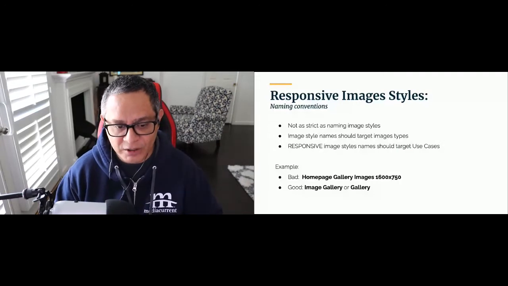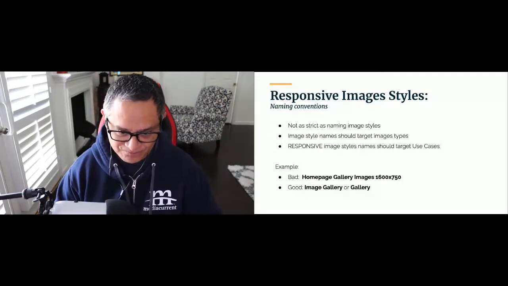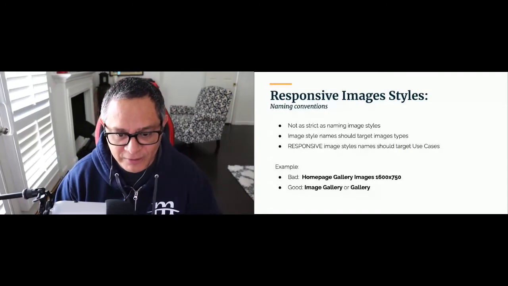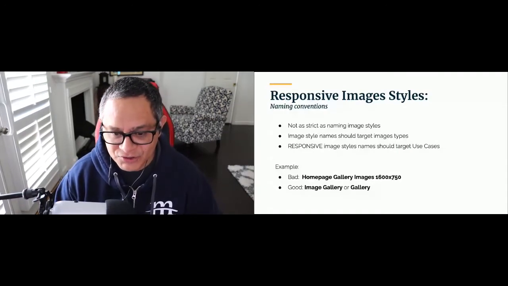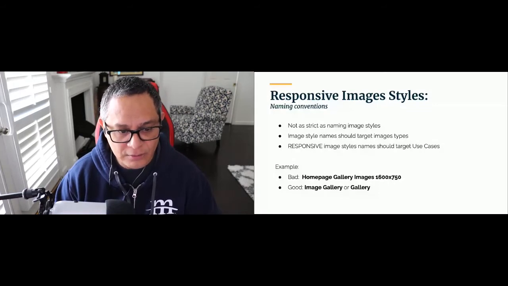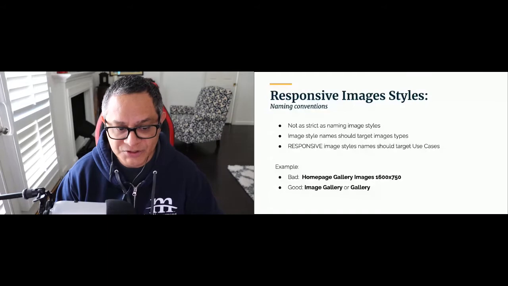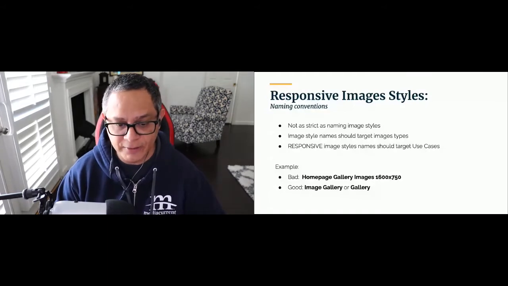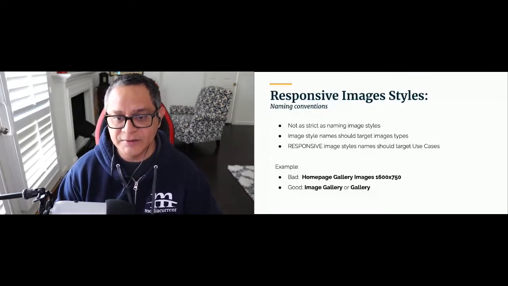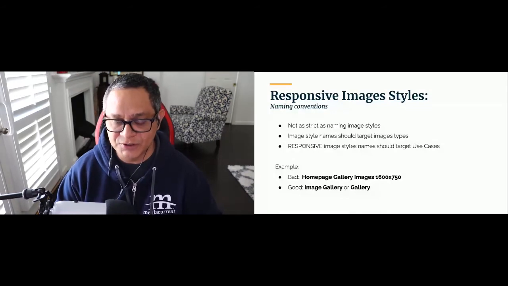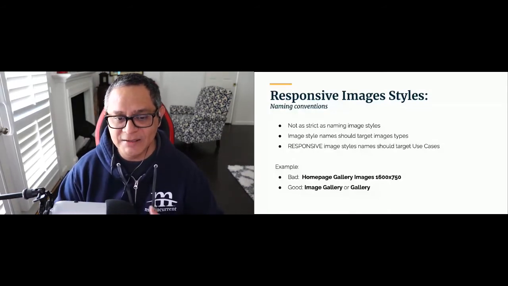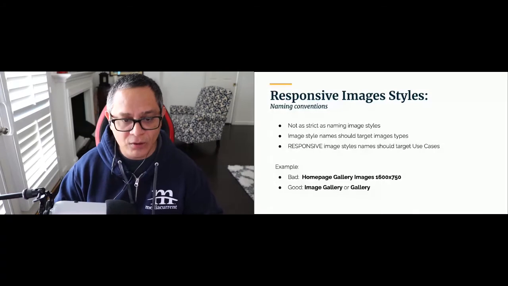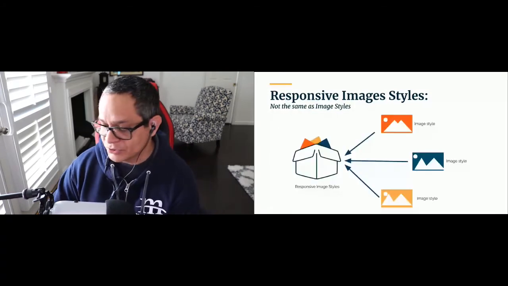An example here, a bad example would be homepage gallery images. Well, what if you have a gallery that is not on the homepage, right? Or what if you have a gallery that has different dimension images, right? So instead, I could create a new responsive image style called image gallery, or simply just gallery, right? Because that is pretty clear. An example of a hero image responsive image style, rather than getting too deep into the name, I can just call the responsive image style a hero image style. And that pretty much tells me all I need to know about that particular responsive image style.